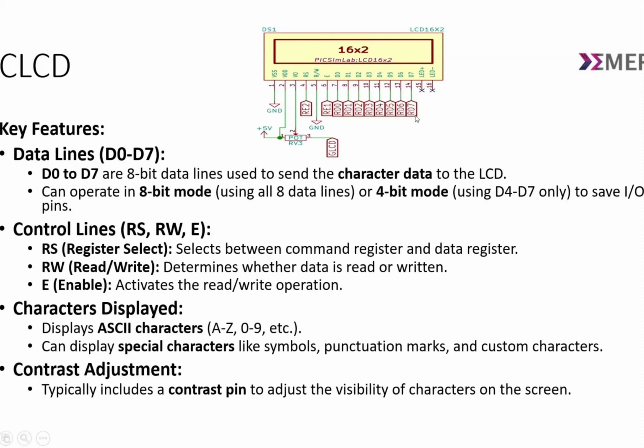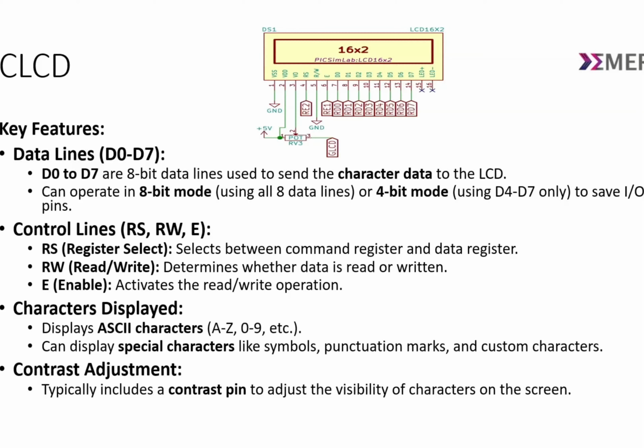So you can see here the schematic of the CLCD. They have given 16 cross 2, which is 16 characters, 2 rows. Here the data lines are D0 to D7, that is RD0 to RD7. D0 to D7 are 8-bit data lines used to send character data to the LCD, which can operate in 8-bit mode or 4-bit mode. So we can choose 8-bit or 4-bit. 8-bit is a little bit faster than 4-bit mode. And for control lines we have RS, RW, and E.